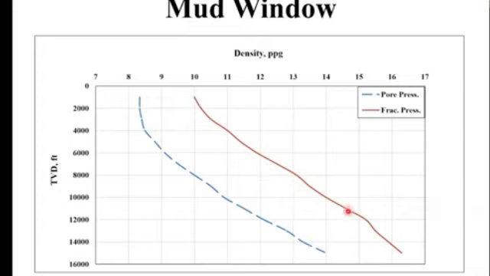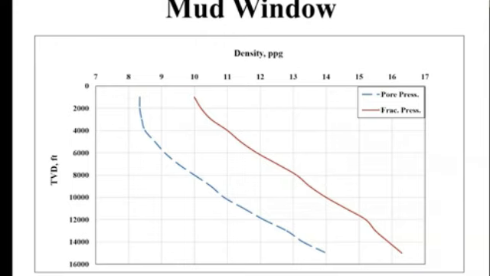And the solid dashed line is fracture pressure. Pore pressure can be calculated using seismic data or offset well data, and fracture propagation pressure can be calculated using the Hubbert and Willis method, or more accurately, the Eaton method. Anyhow, when we plot pore pressure and fracture propagation pressure versus TVD, then we define this as the mud window.